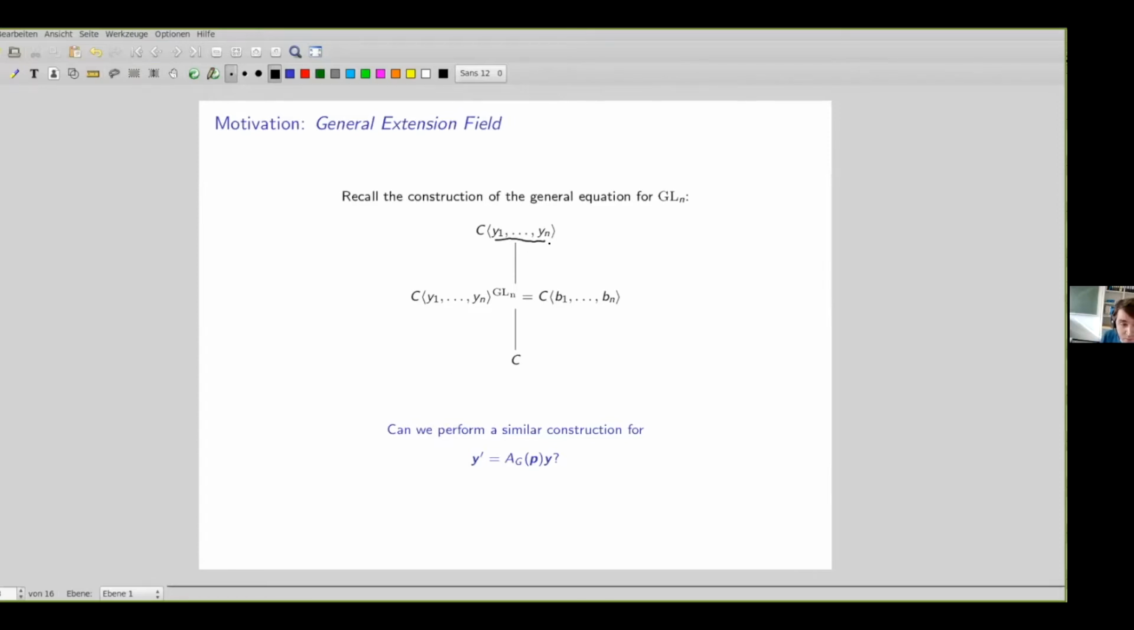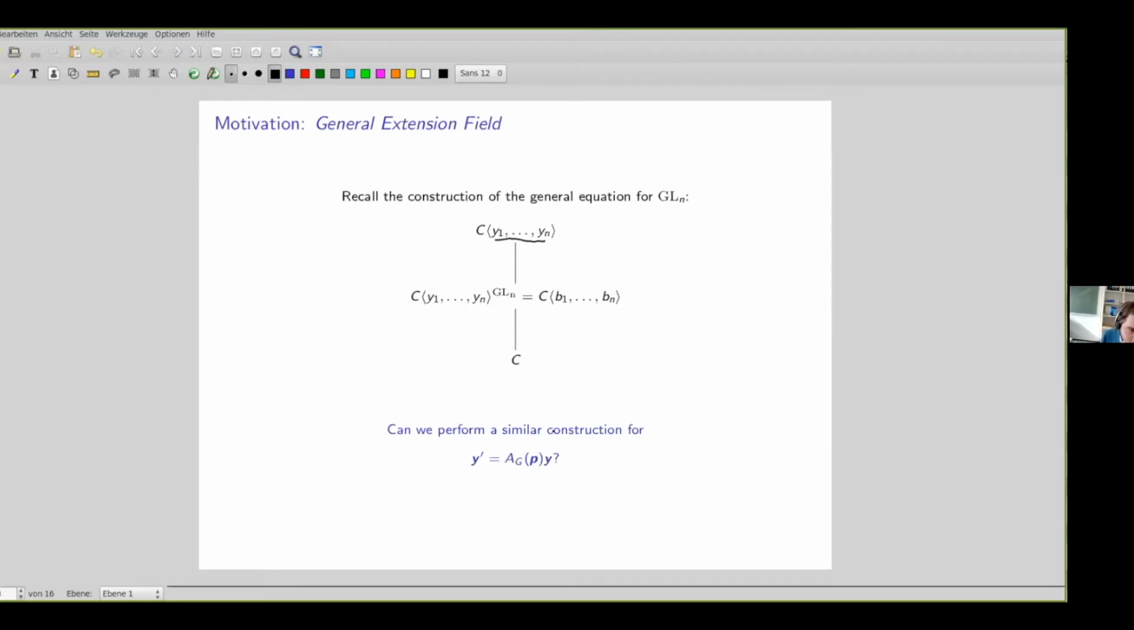And on this field, we define the action of the general linear group. This is induced by right multiplications on the Wronskian matrix. And we look at the fixed field under this action. And our general extension field then defines a Picard-Vessiot extension with Galois group the general linear group. And the fixed field is generated by the coefficients of the equation, which are differentially algebraically independent over the constants.